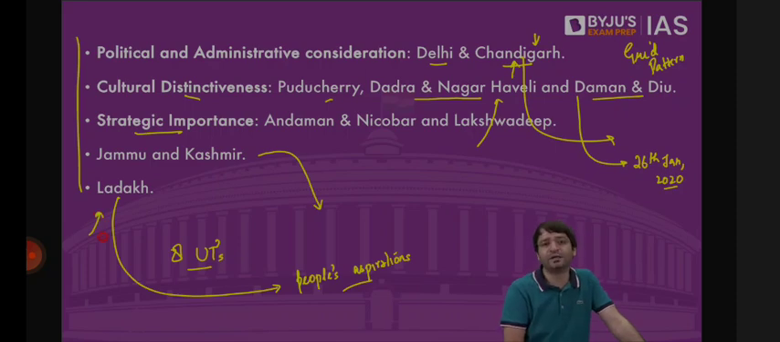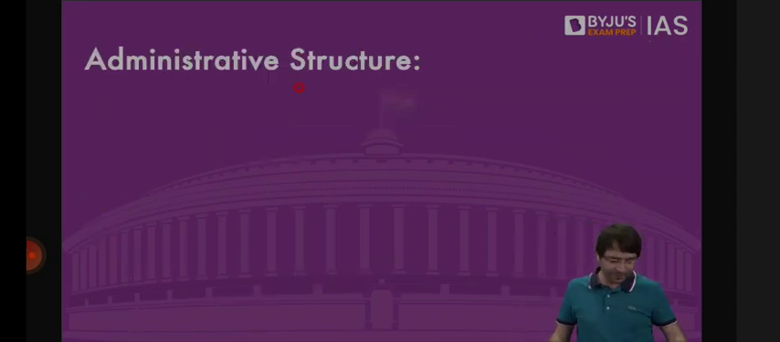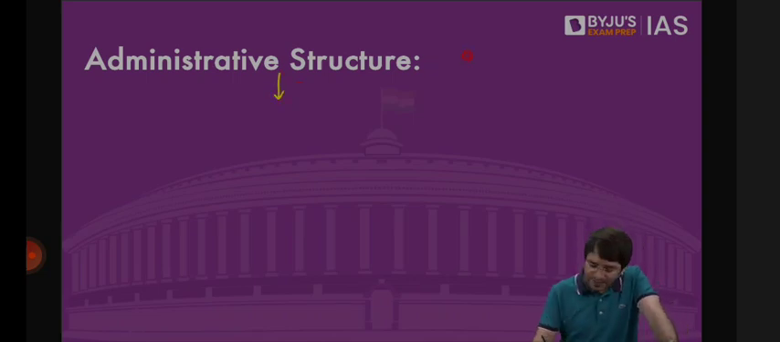But in all these 8 union territories, there is no uniformity in the administrative system. No uniformity in the sense, when we look at the administrative structure, we have 5 UTs, which are directly controlled by the center.